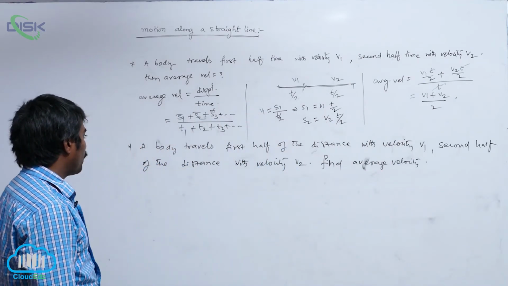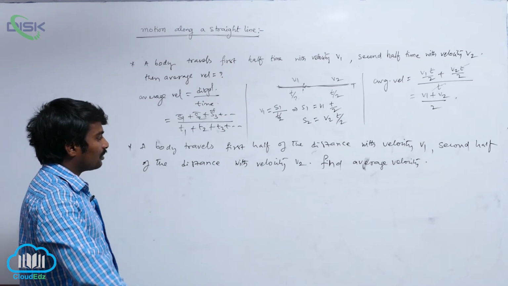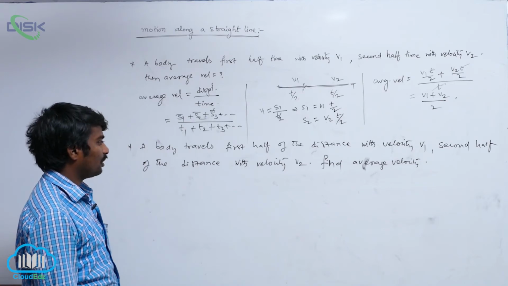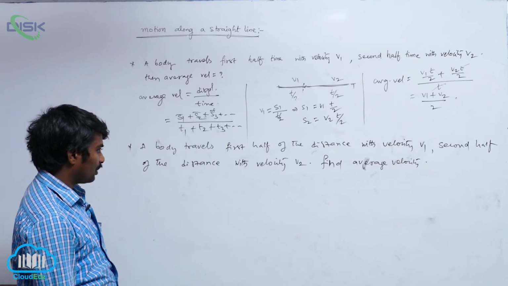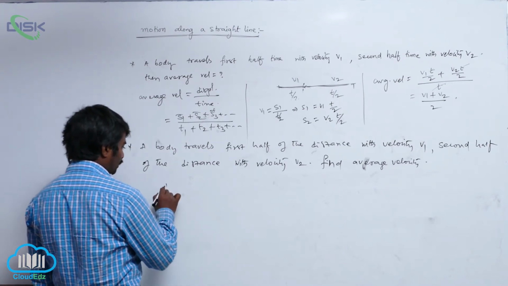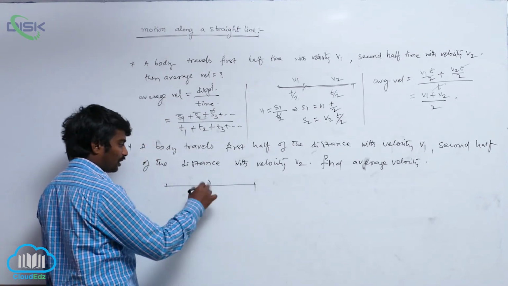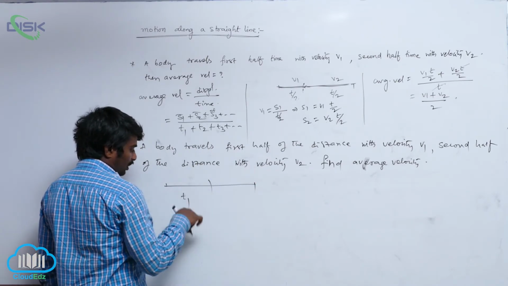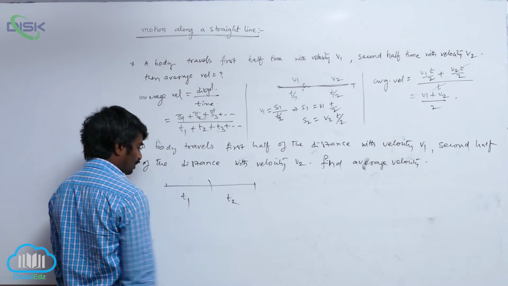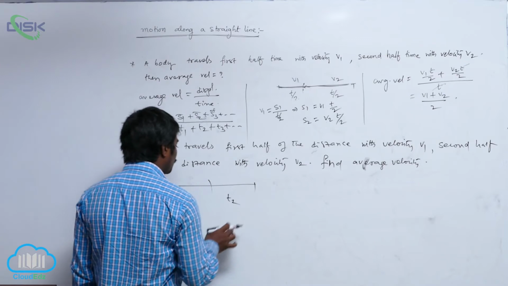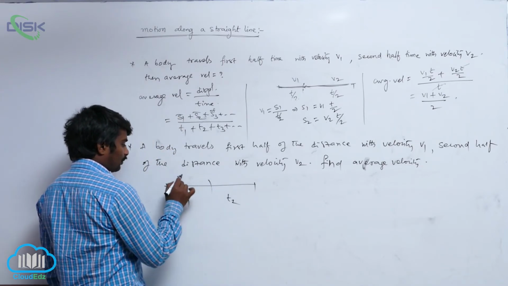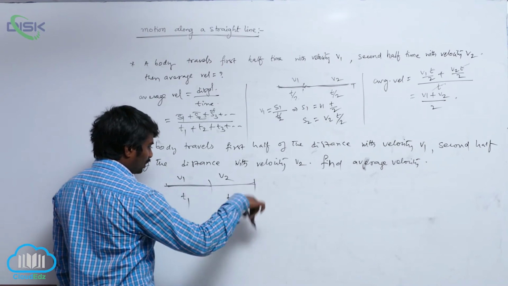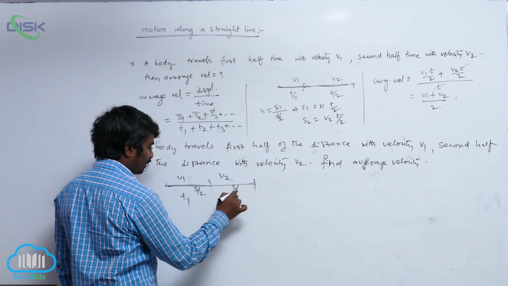Now in the second problem, a body travels first half of the distance with velocity v1 and second half of the distance with velocity v2. Find the average velocity if it travels in a particular direction. So this total displacement I am dividing into exactly half, first half distance and second half distance. Let me take it takes time t1 for this half displacement, and for the next displacement it takes time t2. So v1, this is v2, and if the total is s, this will be s by 2, and this will again be s by 2.